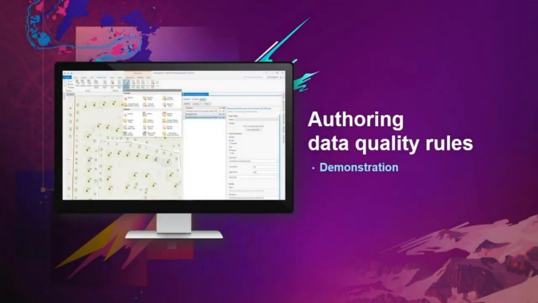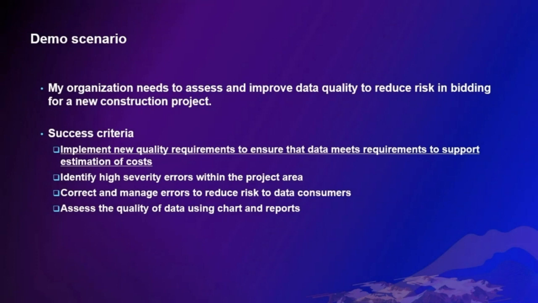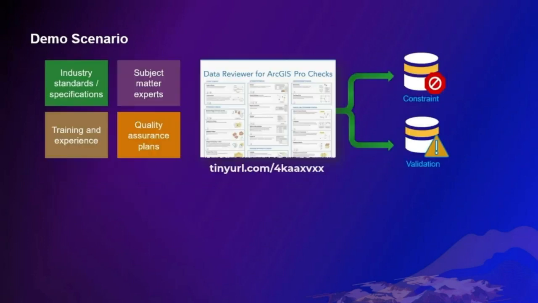Now, Kumar will demonstrate how Data Reviewer attribute rules are configured using the ready-to-use rules gallery. Thanks, Caleb. In this demo, I'm going to talk about how requirements are translated using Data Reviewer checks that implement quality assurance in the data management workflows.